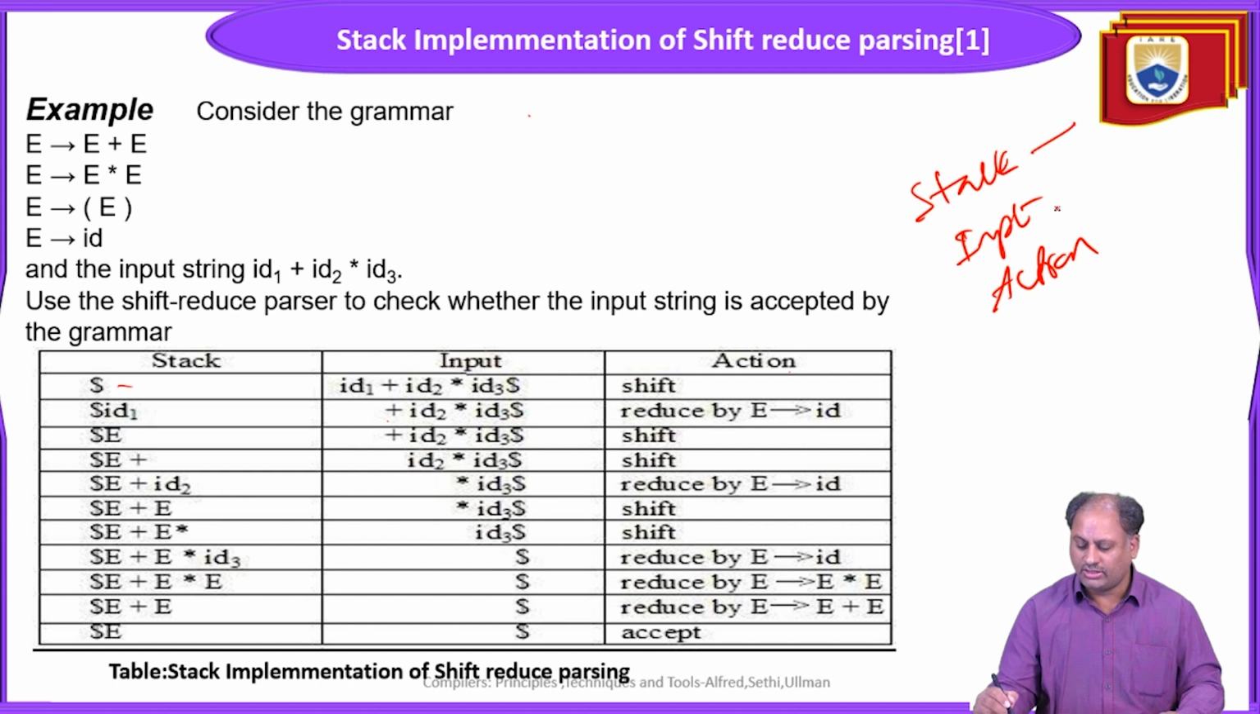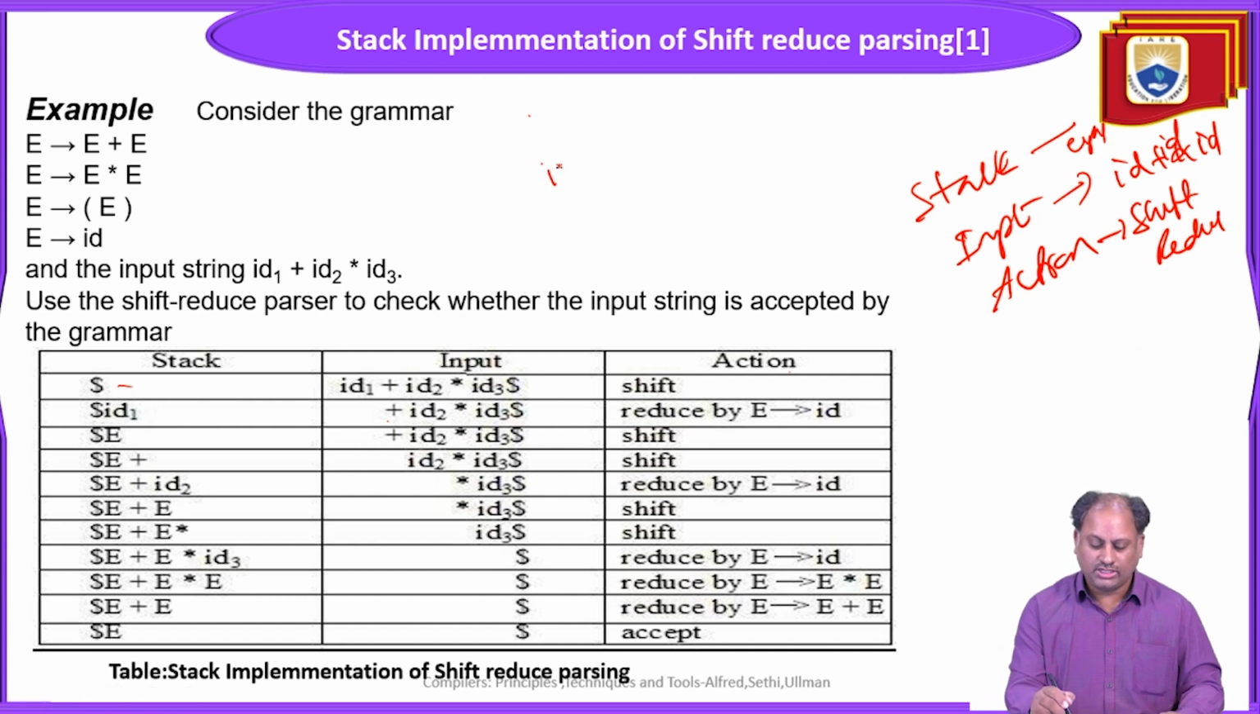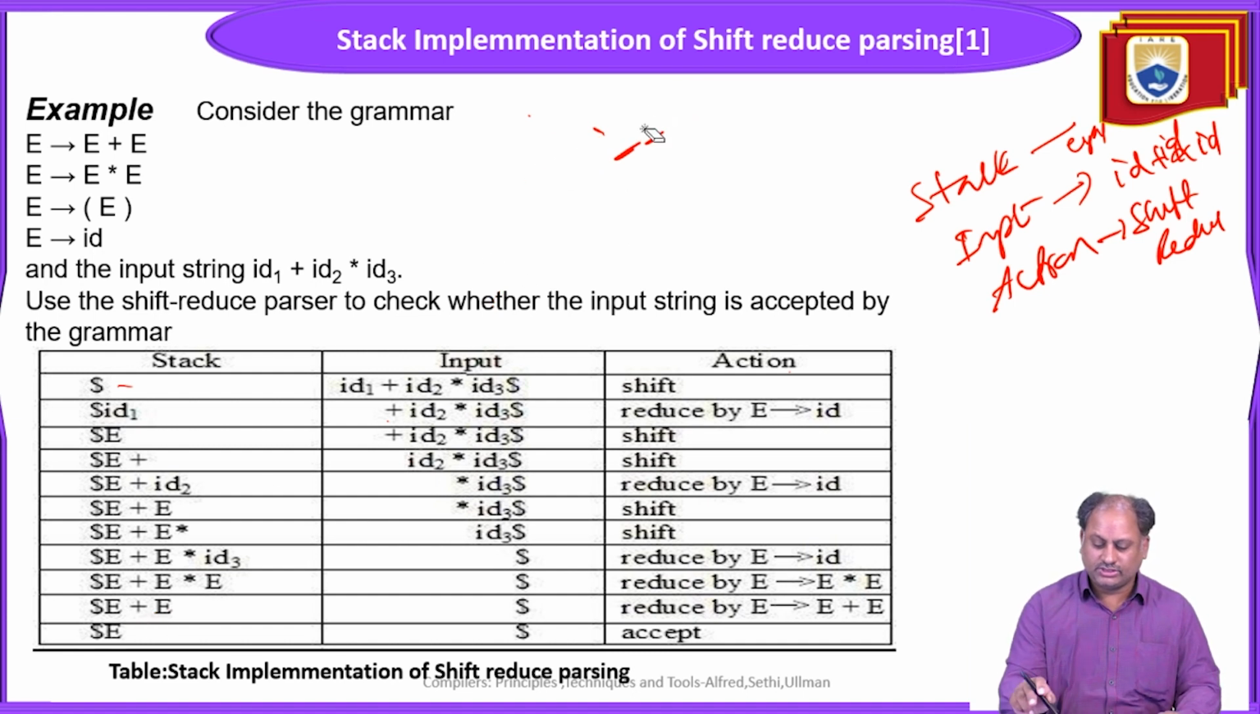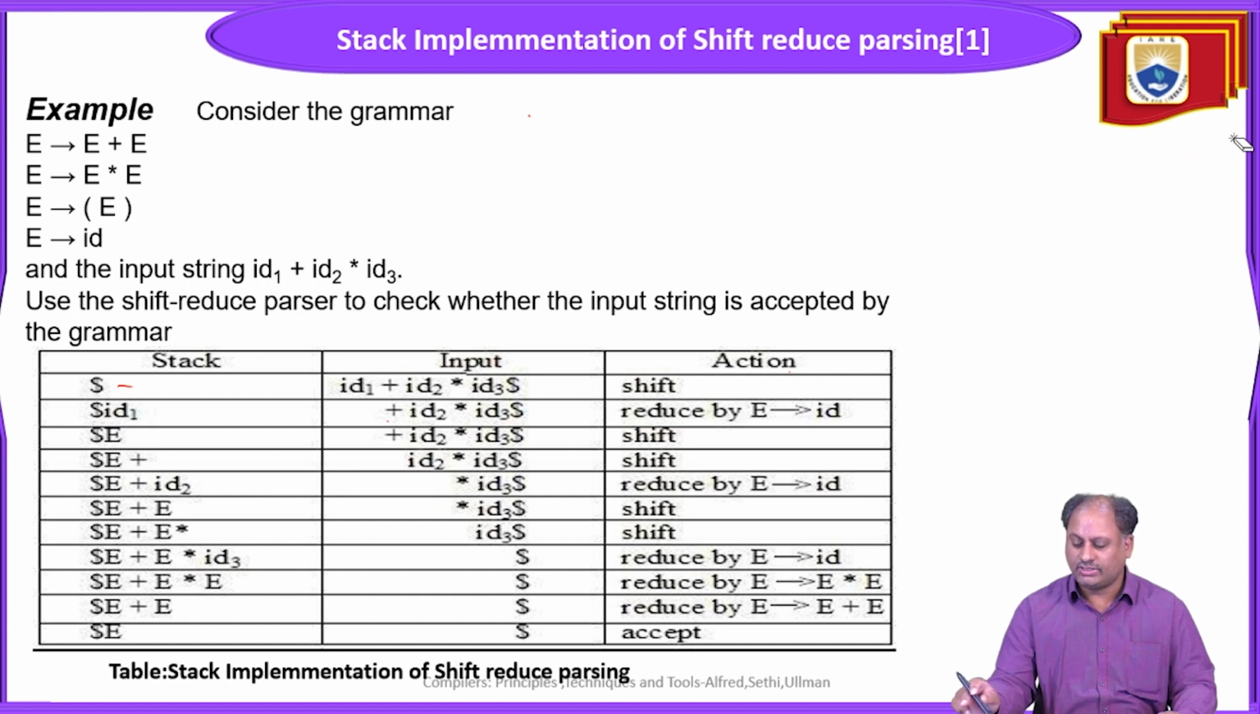So initially the stack is empty, and the input is the given input, that is id plus id star id, and the action is shift or reduce. Each time we process this input id plus id star id, first with an empty stack, and then first input symbol, second input symbol, third, fourth, fifth, like that. Each and every time we process and then verify, shift or reduce, apply that, and verify that the given grammar is accepted. So this is called the stack implementation of shift reduce parser.